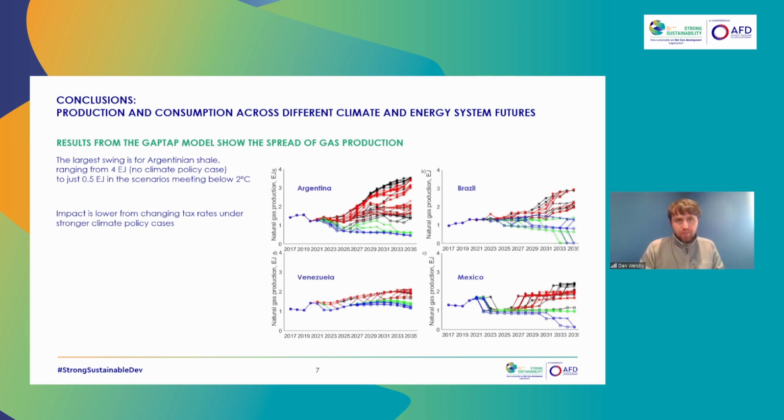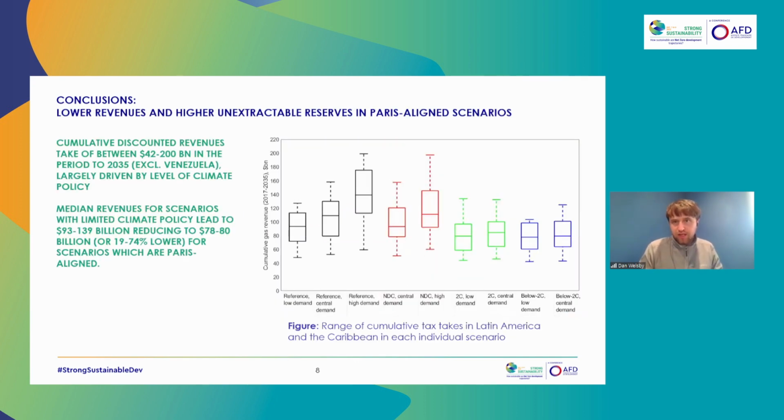And I think probably the final impact in terms of looking at the outputs from GapTap is that this slide shows discounted cumulative revenues from 2017 to 2035. So this is Latin America and the Caribbean taken as an aggregate. And essentially what we see is that median revenues in our below 2 degree scenarios and our 2 degree scenarios, where there is quite strong climate policy, are significantly lower than if we have less stringent or less ambitious climate policy. So essentially median revenues for scenarios with limited climate policy lead to between $90 and $140 billion, and that reduces to $78 to $80 billion for scenarios which are Paris aligned.